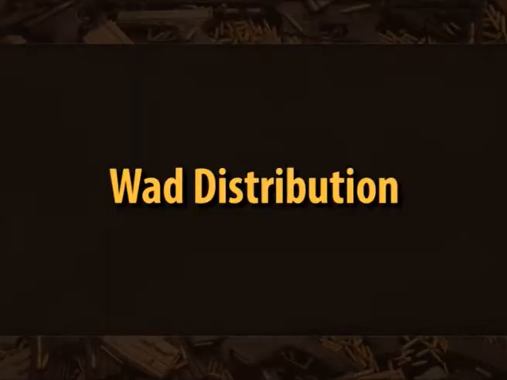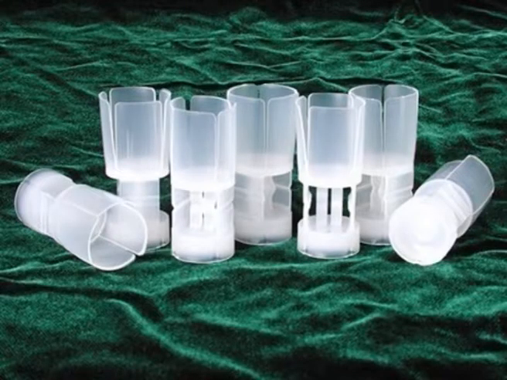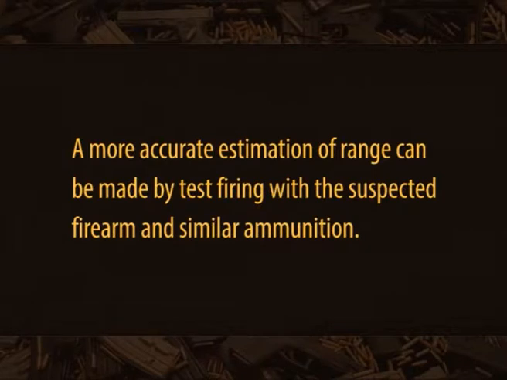Now, wad distribution. Wads are found in shotgun ammunition. They are projected along with the powder charge. They enter the target up to a range of about 3 meters. If they are not obstructed, they scatter from 5 meters to about 10 meters or more. If the distance between the victim and the wads is known, then the range of firearm can be easily determined. A more accurate estimation of range can be made by test firing with the suspected firearm and similar ammunition.